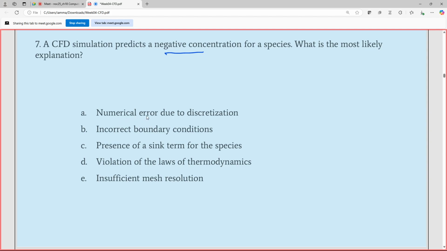Option A, numerical error due to discretization. Option B, incorrect boundary condition. Option C, presence of a sink term for the species. Option D, violation of the laws of thermodynamics. Option E, insufficient mesh resolution. So, among the following, many options can be the reason, but which is the most likely explanation?